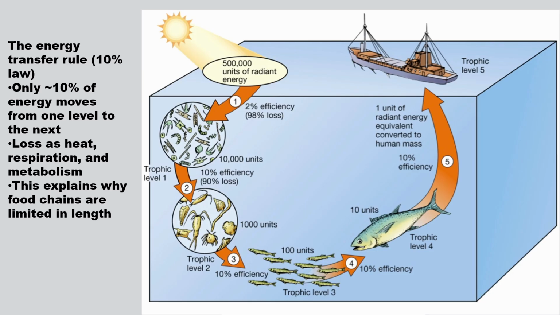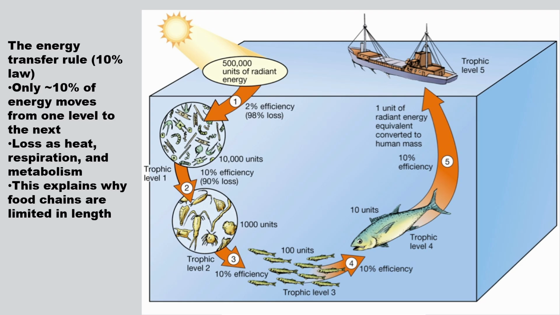See this diagram. At the start, the ecosystem receives 5 lakh units of radiant energy from the sun. But plants can capture and convert only about 2% of that. So at trophic level 1, the producers get only 10,000 units of energy, which gets stored in the plant bodies. When primary consumers eat the producers, they don't get all the 10,000 units. Most of the energy is lost as heat, as said earlier, during movement, respiration, and other life processes. So, only 10% of this energy, about 1,000 units, transfers to trophic level 2.